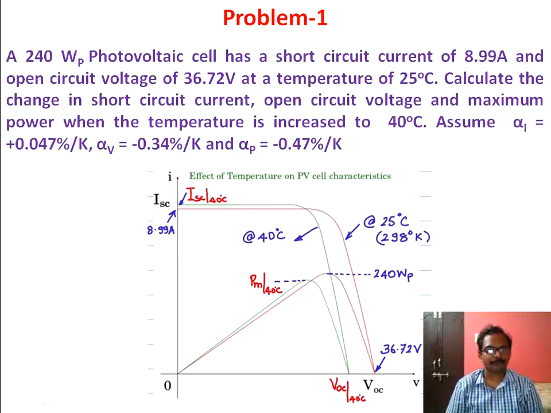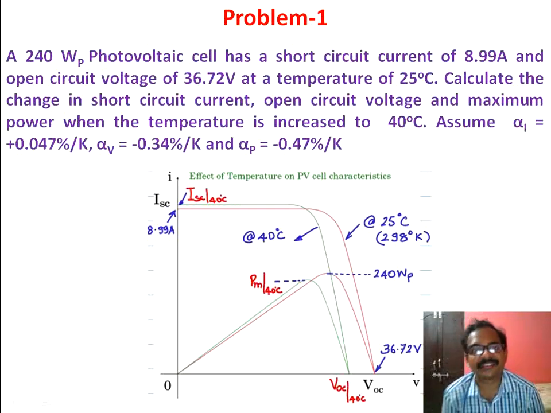The first problem is a 240 watt peak photovoltaic cell has a short circuit current of 8.99 amperes and the open circuit voltage of 36.72 volts at a temperature of 25 degrees centigrade. Calculate the change in short circuit current, open circuit voltage and maximum power when the temperature is increased to 40 degrees centigrade. Assume the temperature coefficient of current is plus 0.047 percentage per Kelvin. Temperature coefficient of voltage is minus 0.34 percentage per Kelvin and temperature coefficient of power is minus 0.7 percentage per Kelvin.